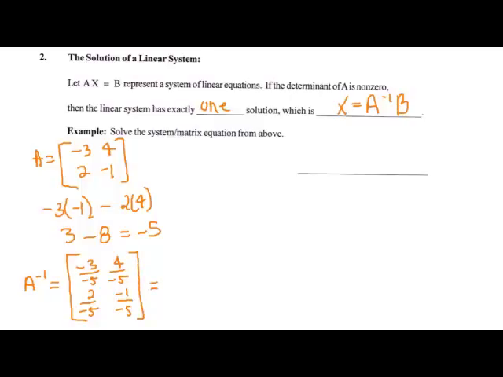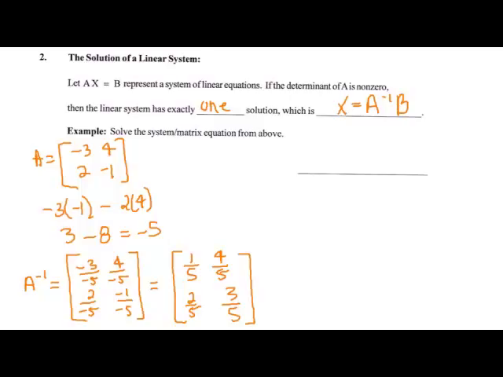So now let's simplify this. Remember, we have to switch the positions of A and D. So -1 over -5 becomes a +1/5, and that is our top left corner. Bottom right is -3 over -5, which is actually a +3/5. And for our other two positions, we are going to change the sign. Since 4/5 is negative and 2/5 is negative, remember we take the opposite of them so they become positive. So we have a +4/5 and a +2/5, and again this is the inverse of A.